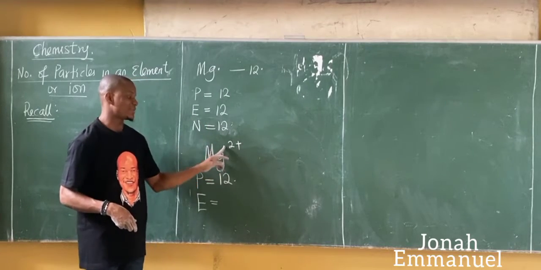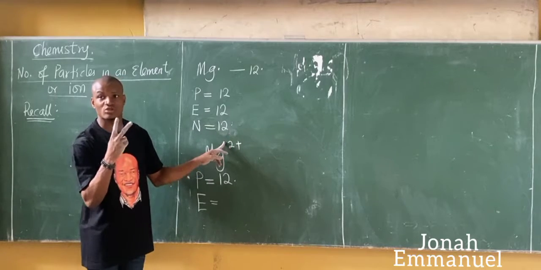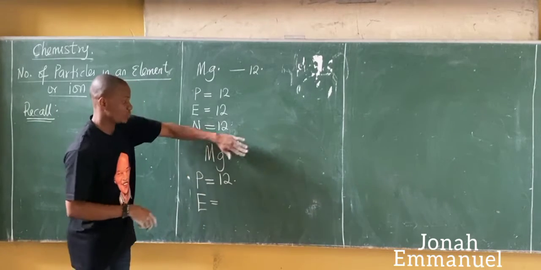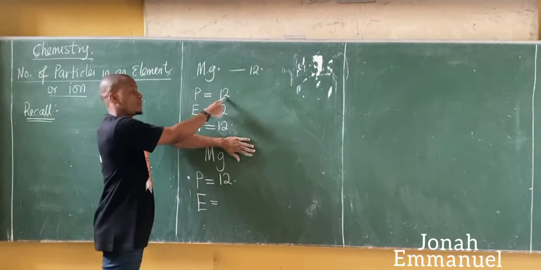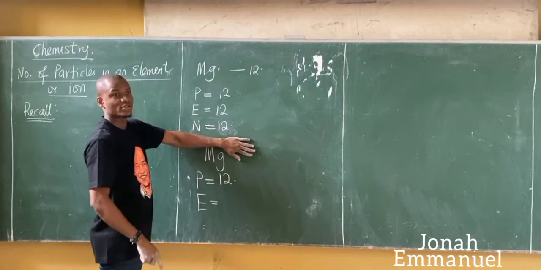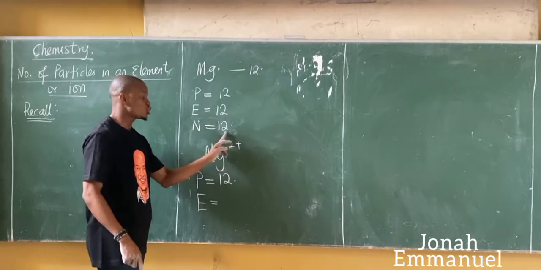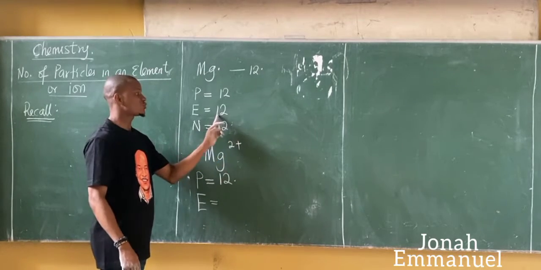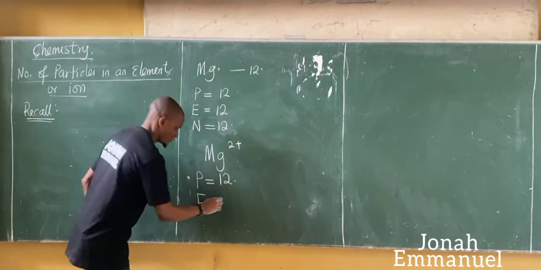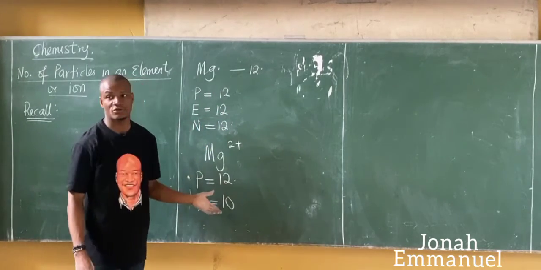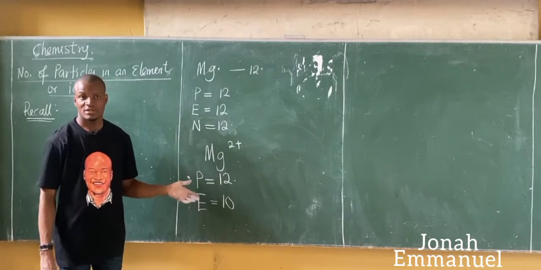How many electrons has this one lost? It has lost 2 electrons. Let's assume this was neutral. If it was neutral, I'd have 12 protons and 12 electrons. But this one has lost 2 electrons. So if I had 12 normally and I lose 2, how many will we get? It becomes 10 electrons. This is how you have a solution like this.